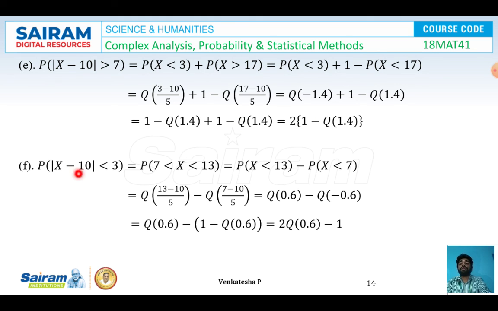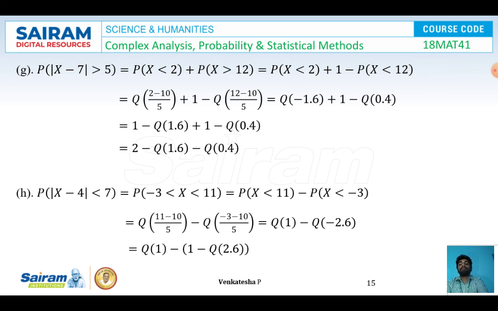Next one, P of mod of x minus 10 is less than 3. So by expanding this modulus, I'll be getting P of 7 less than x less than 13. It will be equal to P of x less than 13 minus P of x less than 7. So by replacing x equal to 13 and 7, I got Q of (13 minus 10) by 5 minus Q of (7 minus 10) by 5. I got Q of 0.6 minus Q of minus 0.6. So by converting this one as positive, I'll be getting Q of 0.6 minus 1 minus Q of 0.6. I'll be getting 2 times of Q of 0.6 minus 1.